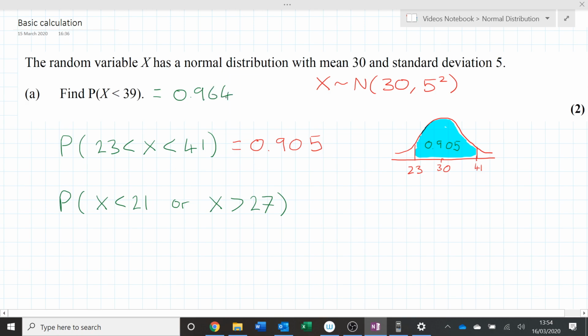0.964. Maybe it's worth just quickly having a look. Does that make sense in terms of my graph? Yeah, it kind of does. 39's about here, and I'm going all the way down. So that feels about right when I look at this screen.